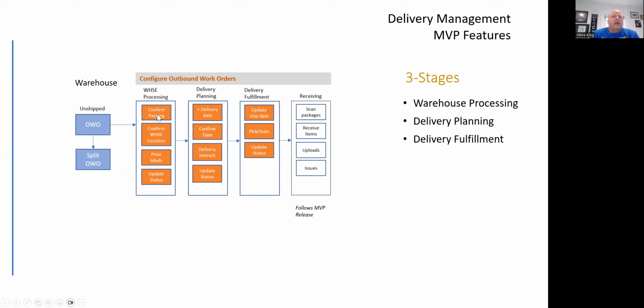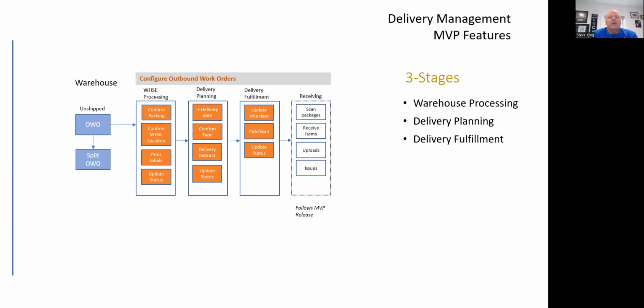Warehouse processing covers things like packing, confirming packing, how many pallets, skids, boxes, those types of things. Where is it in the warehouse? Where did we store it? Where can I find this pallet that I have to deliver? Printing of labels with QR codes and scan codes on them is part of this, as is updating status.